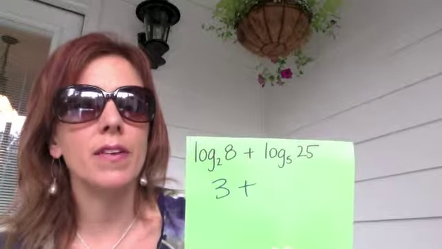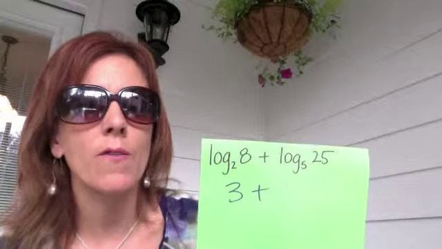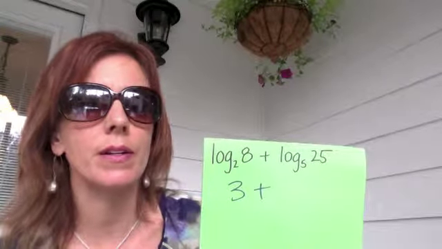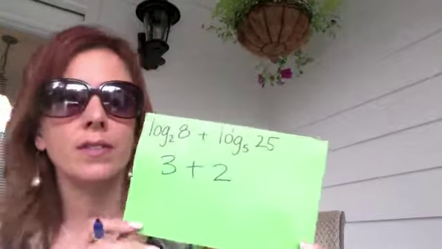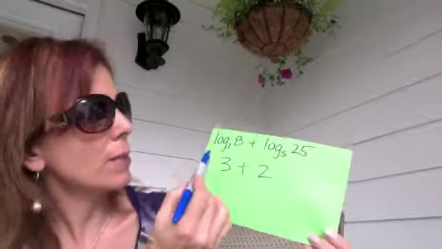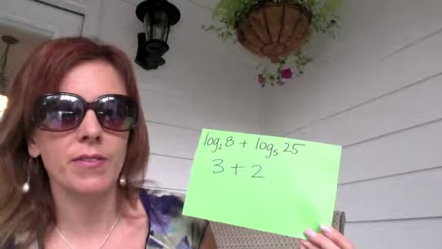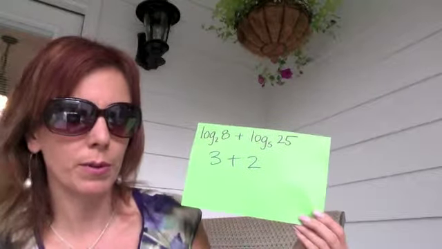How about log base 5 of 25? Think about this. 5 to what power is 25? 5 to the 2nd power. 5 squared equals 25. So this expression, log base 2 of 8 plus log base 5 of 25, is the same as asking you what is 3 plus 2. Which you know is 5.